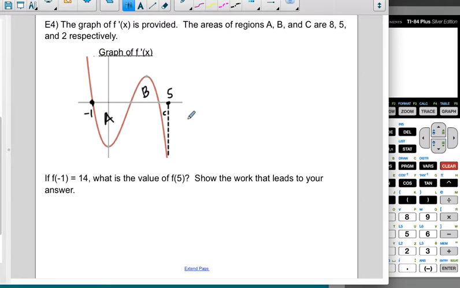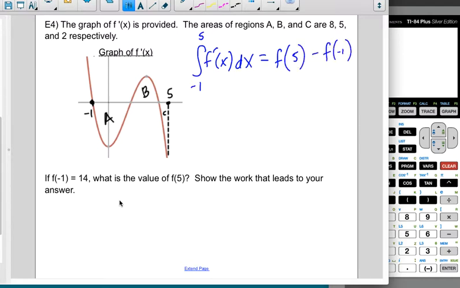All right. The graph of f prime of x is provided. The areas of regions A, B, and C are 8, 5, and 2, respectively. If f of -1 is 14, what is the value of f of 5? Okay, so if we integrate from -1 to 5 of f prime of x dx, the fundamental theorem of calculus tells me that I get f of 5 minus f of -1. Well, we know f of -1 is 14. We can find this because it's the area, and I was just given the area. So if I find the number for the left-hand side and I move the 14 over, there's my answer.